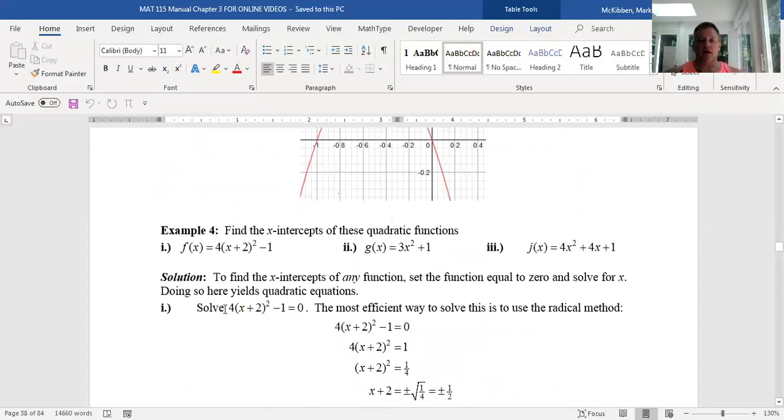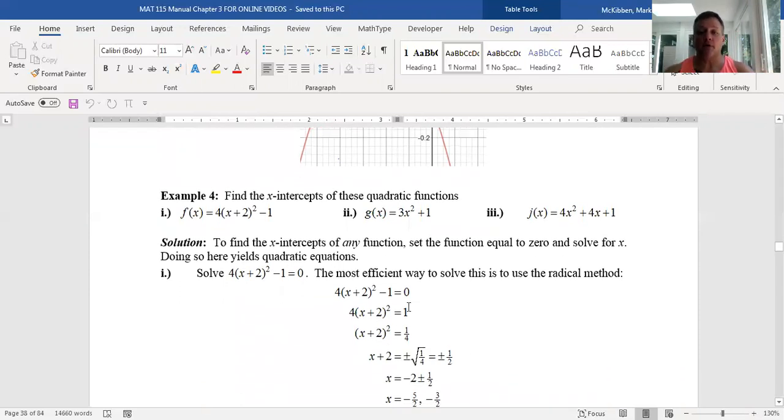All right, so if I set the first one equal to 0, since it's already in the form of completing the square, the most efficient method here would be the radical method. You could use any of the three, factoring if it factors, radical method if it applies, or quadratic formula, but the most efficient one is the one that takes the least amount of work to get to the answer, right? In here, that's the radical method.